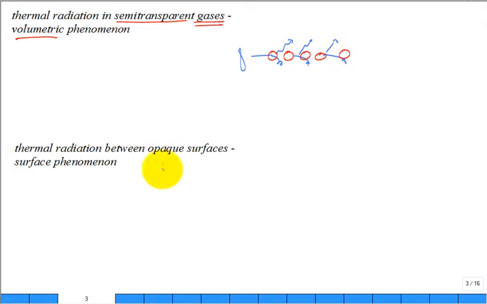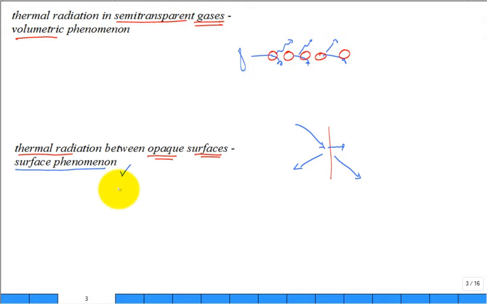What do we spend time on? Thermal radiation between surfaces. What type of surfaces? Surfaces that don't transmit light through them. They're opaque, and so they absorb or reflect light that impinges on them. So if a photon comes to the surface, it's either absorbed or reflected. It's really not transmitted in an opaque surface. That's a surface phenomenon, and that's where we spend some time.